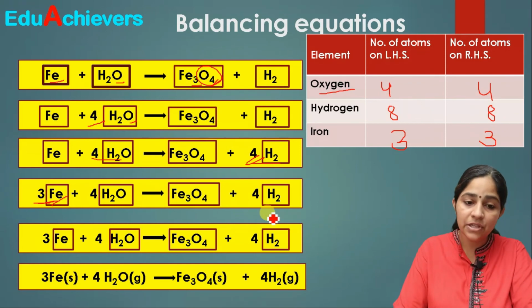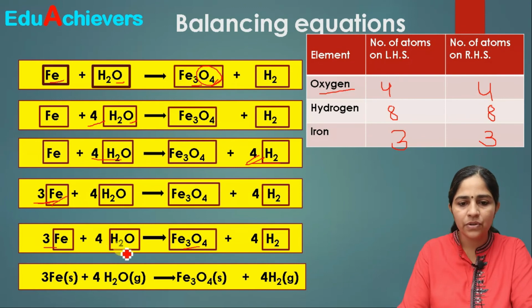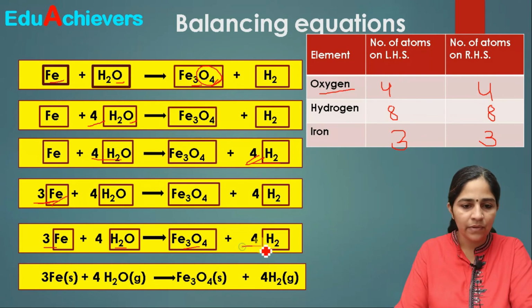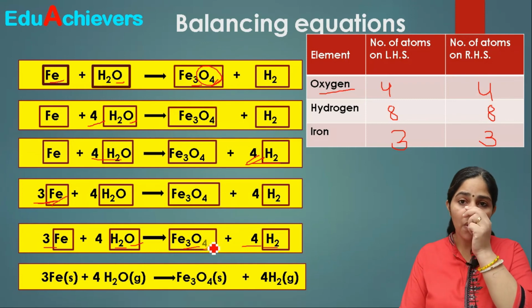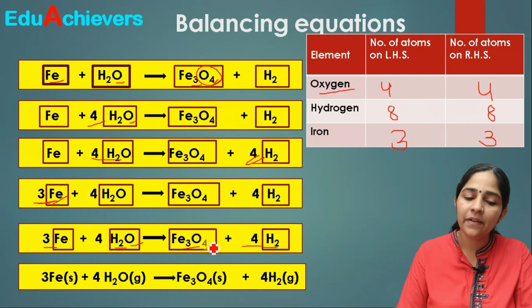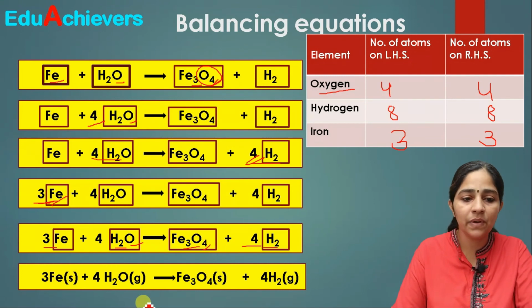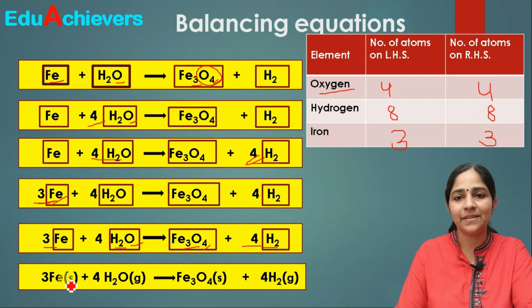Now in the last step we'll check every number of atoms. Here iron is 3. Hydrogen, 4 into 2, 8, and 4 into 2, 8. Oxygen is 4, and here it is also 4. So we check the number of atoms of all the elements on both sides of the reaction. And last we have to see, as I discussed with you earlier, that we have to mention the physical state of a substance, correct?